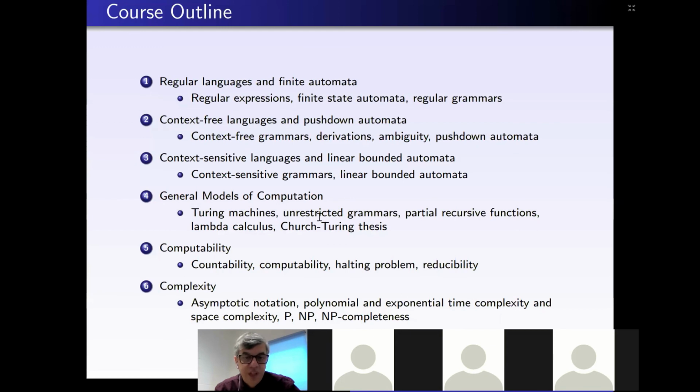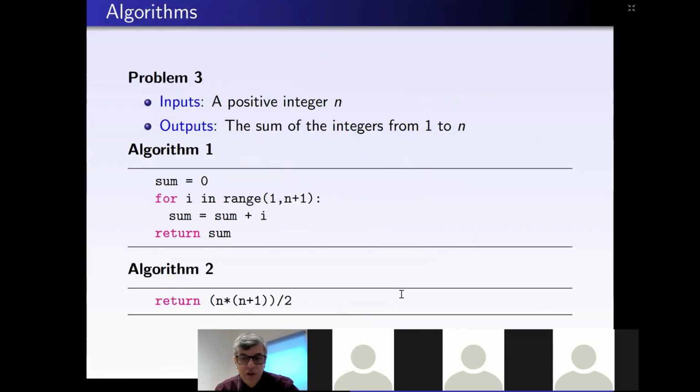Turing machines, unrestricted grammars, partial recursive functions, lambda calculus, Church-Turing thesis. In terms of computability: computability, halting problem, reducibility, complexity. We'll discuss these things. So that's the outline of the course.